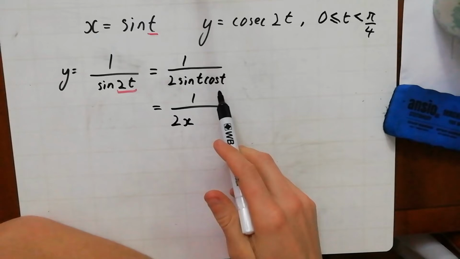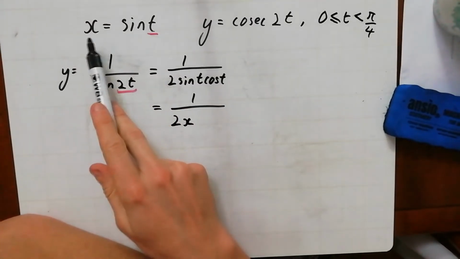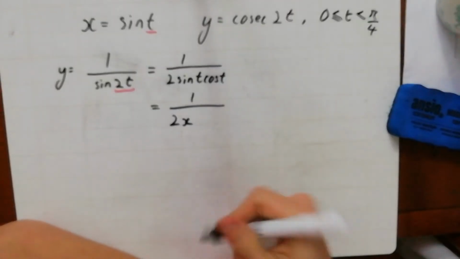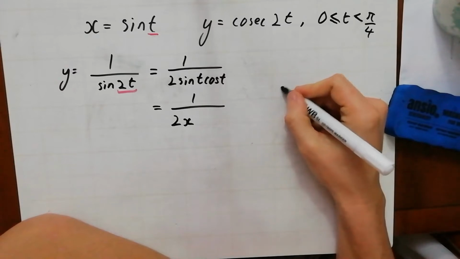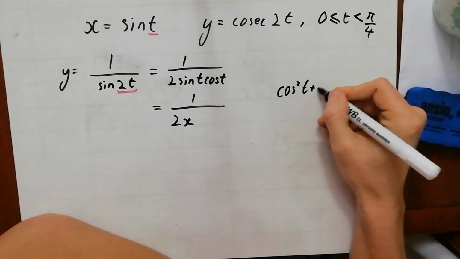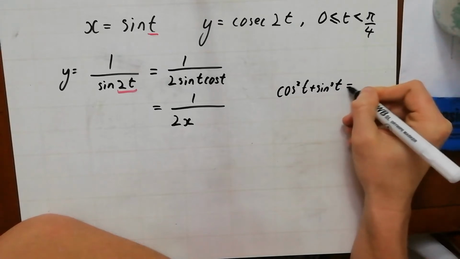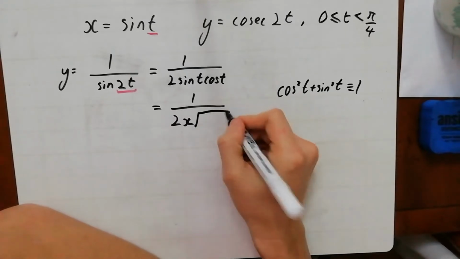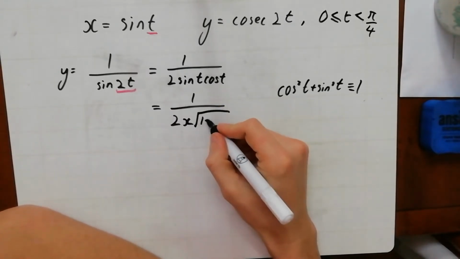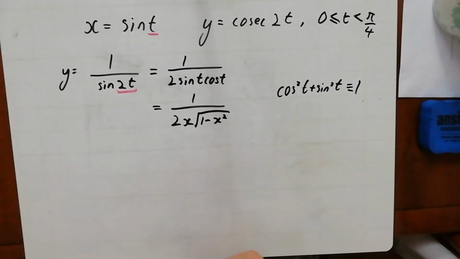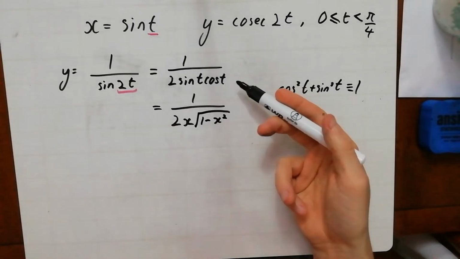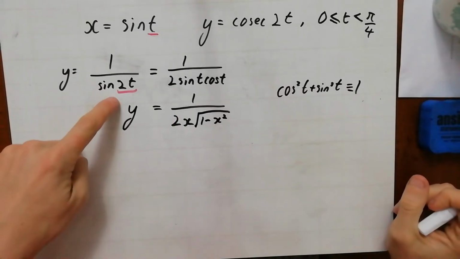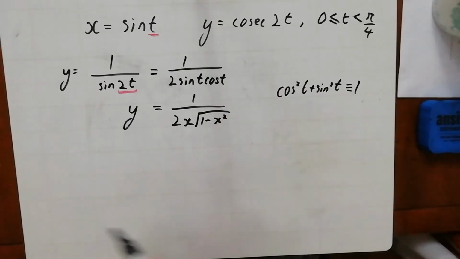However, I now have this cos t. I know I want to write it in terms of x, but x is defined in terms of sine. Whenever you run into a problem like that, we know that we're going to use the identity. Using that identity, we can rearrange it and see that cos t is equal to the square root of 1 minus x squared. Therefore, we have our function, y, written in terms of x.